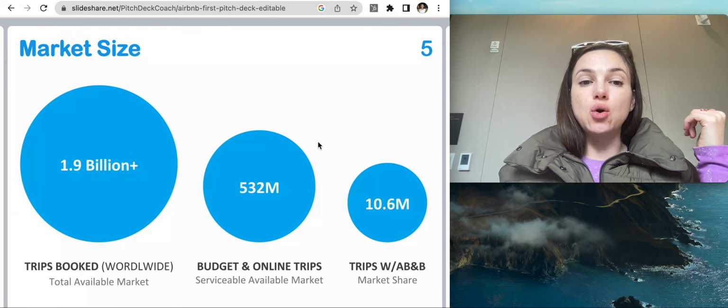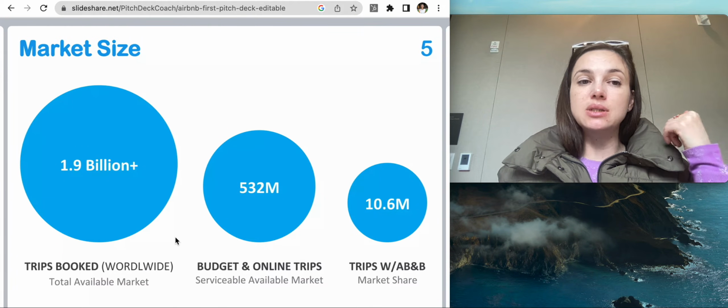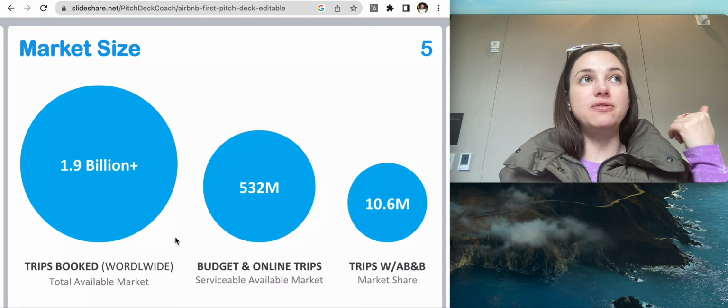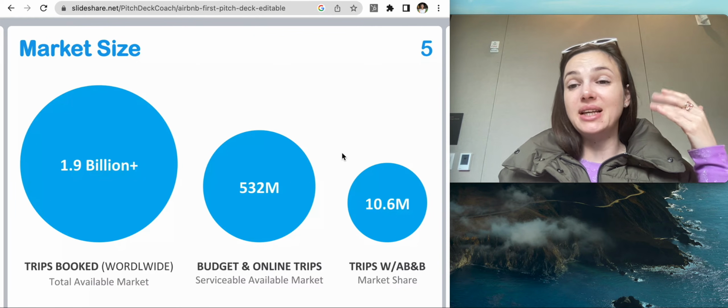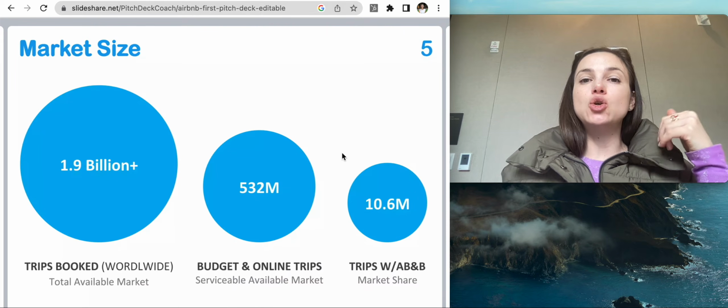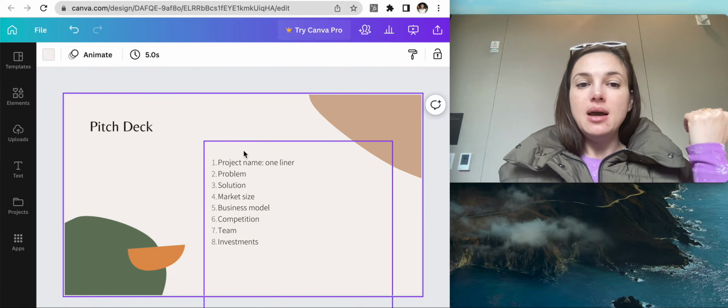They also show how big the market is, and usually that is done in dollars, not in people or rooms, etc. Investors like market size to be evaluated in dollars. So I would say that's a very weak presentation by the Airbnb founders here, but that was their first pitch deck. So you show the size of the market in dollars.